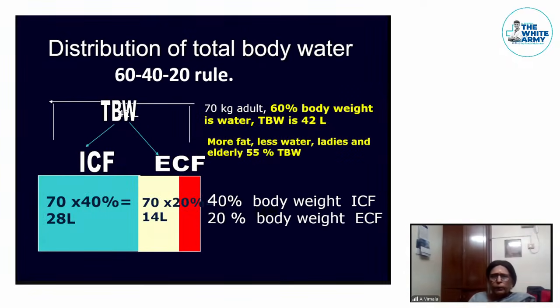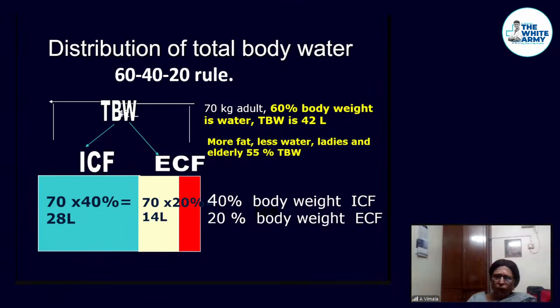So this is how the body water is distributed. This is called as a 60-40-20 rule. That is, if a person is weighing 70 kg, 60% of the body weight is water, of which 40% is the intracellular compartment and 20% is in the extracellular compartment. So in a 70 kg adult, the intracellular fluid will be 70 into 40, that is 28 liters. And the extracellular fluid will be 70 into 20, 14 liters.